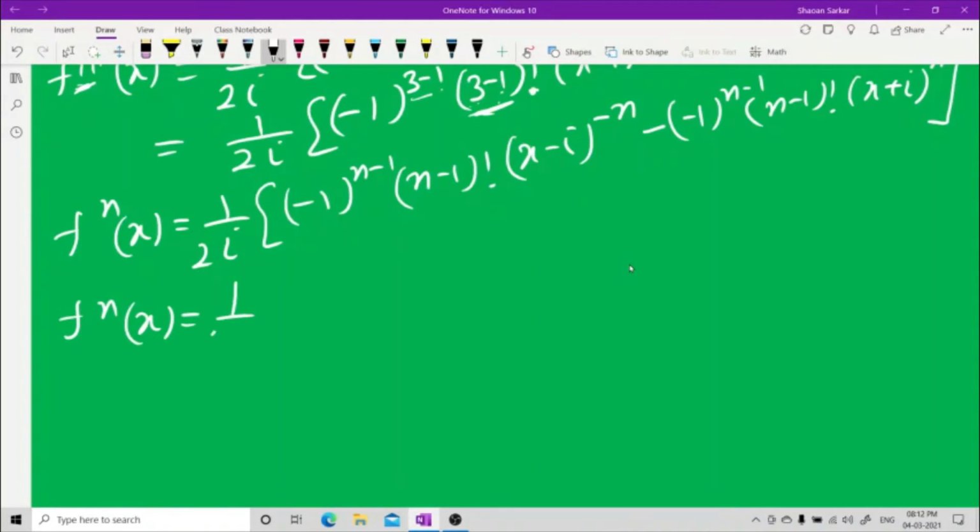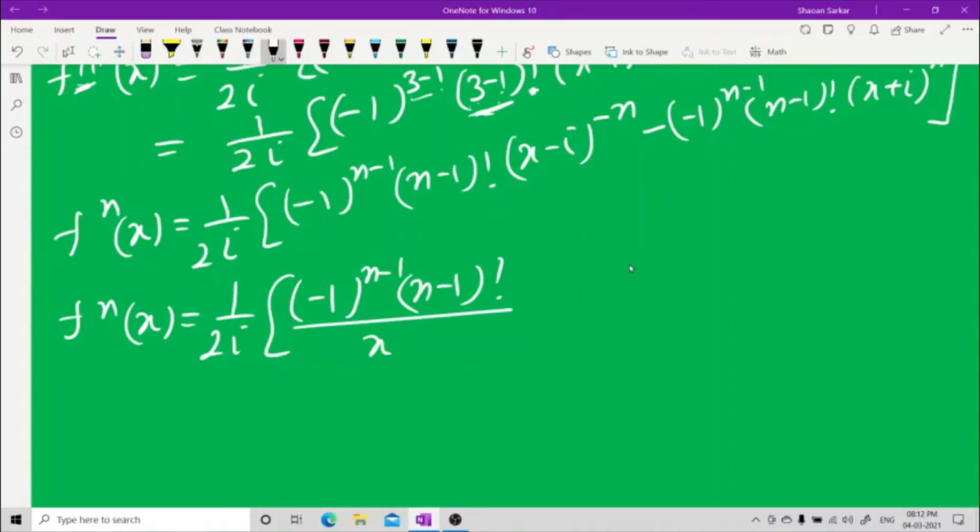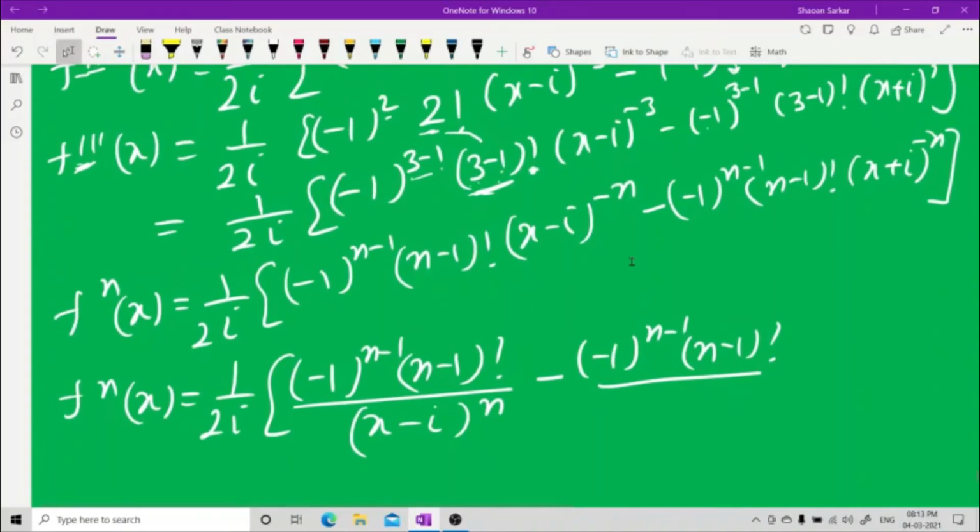f(x) is equal to 1 upon 2i, (-1)^(n-1) (n-1)! upon (x - i)^n. Oh, sorry, to the power of n. Sorry, this is to the power of n, (-1)^(n-1) (n-1)! upon, this is also, you can see, -n. So this can be written as (x + i)^n, bracket close.